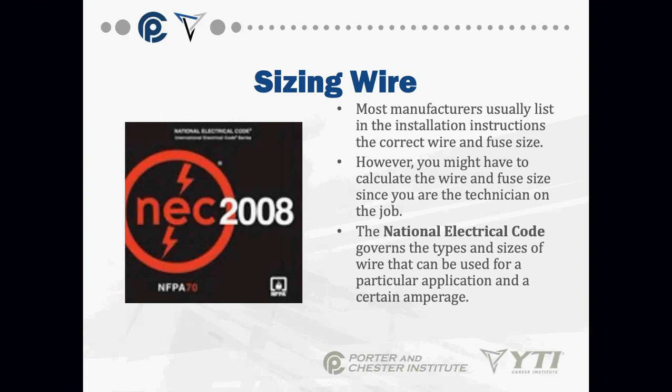Sometimes you have exceedingly long runs of wire. The manufacturers give you sizing for the average length, which is about 50 to 75 feet of wire. But if you have a long length of wire, that wire size could change. The National Electrical Code governs the sizes and types of wire that can be used for a specific application, and it tells us what amperages.